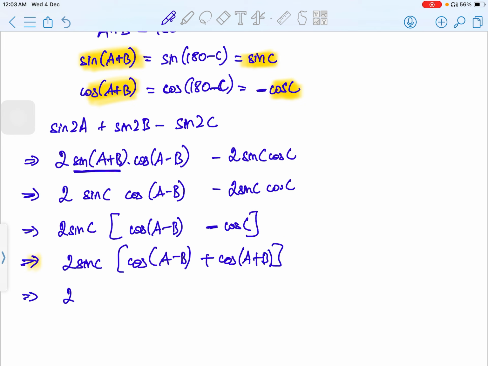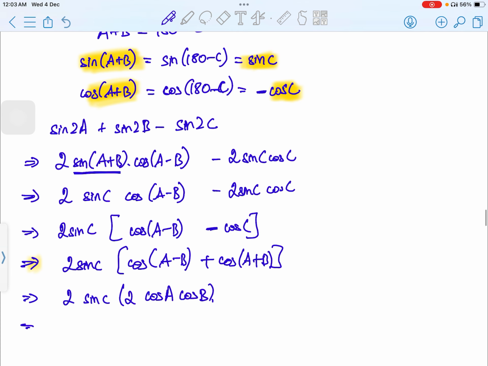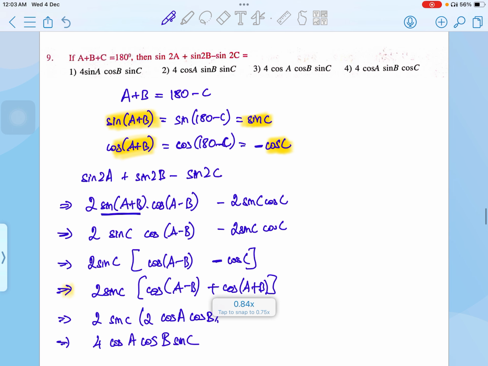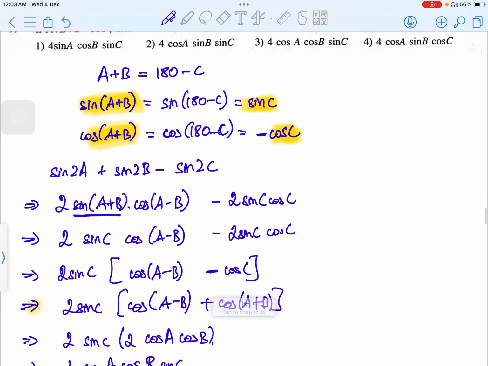So 2 times sin C into 2 times cos A cos B. So what you will have: 2 into 2, 4 cos A cos B sin C. I think it is option 2.